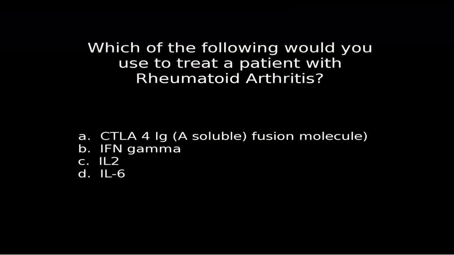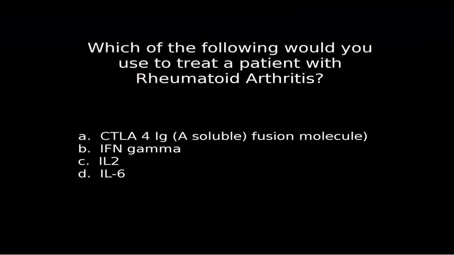Number 16 is a little tricky, but it's important to see the distinction of how these questions can be asked. So, which of the following would you use to treat a patient with rheumatoid arthritis? Okay, so rheumatoid arthritis is kind of a combination of some cell-mediated immunity, and so what would you treat them with? In other words, they have too much immunity.